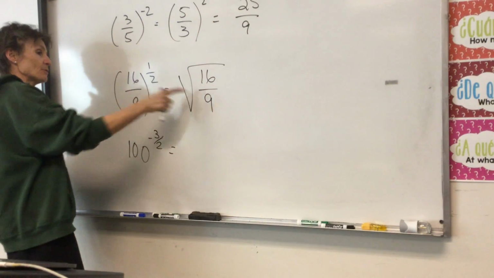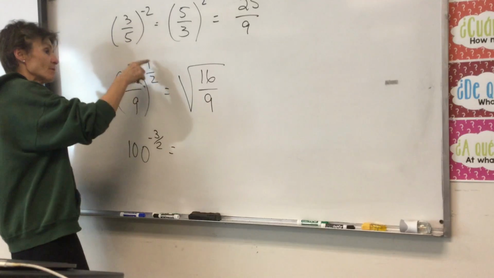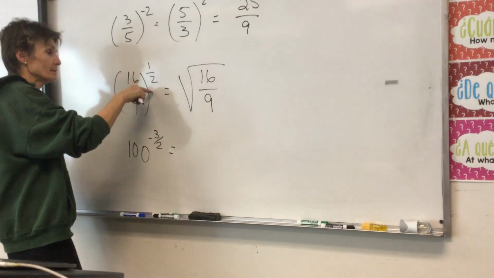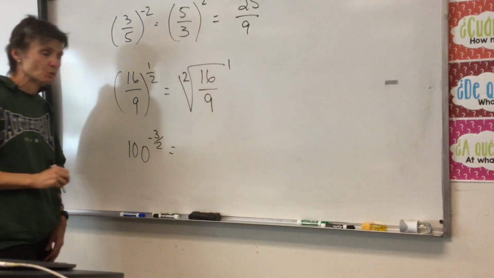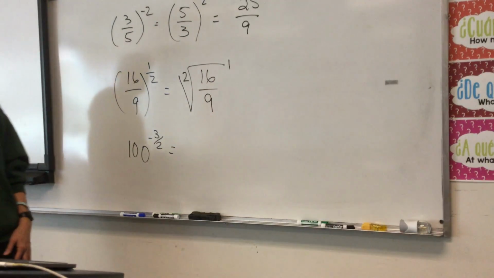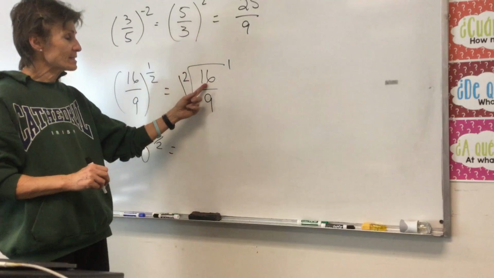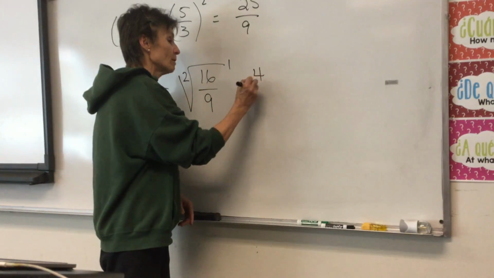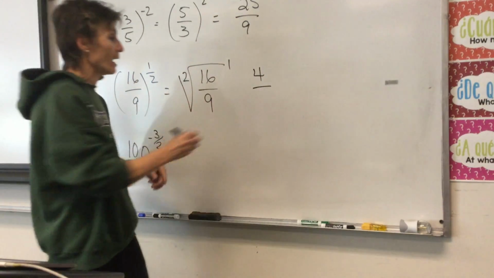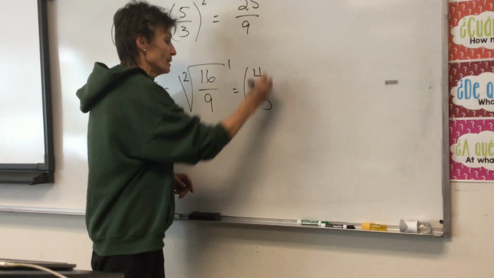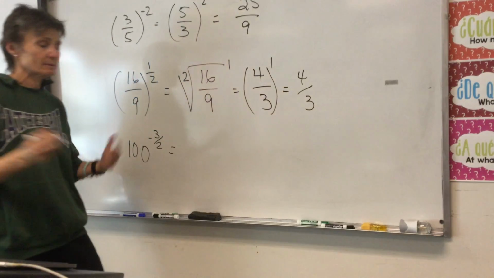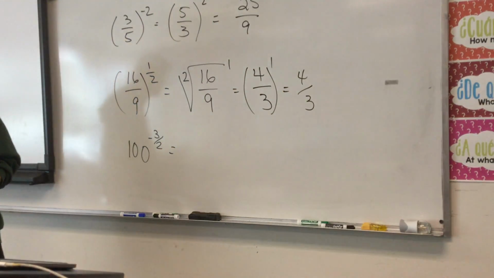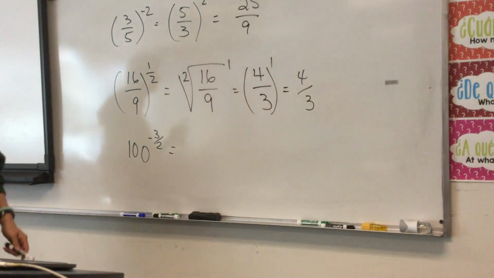And this thing goes under the radical. And then the fraction, the denominator tells you which root you're taking, the numerator tells you which power you're taking. So we need to take the square root of 16, which is 4, and the square root of 9, which is 3. And since that's just a 1, you don't even need to worry about it. Anything to the first power is just itself. Any question about that one?